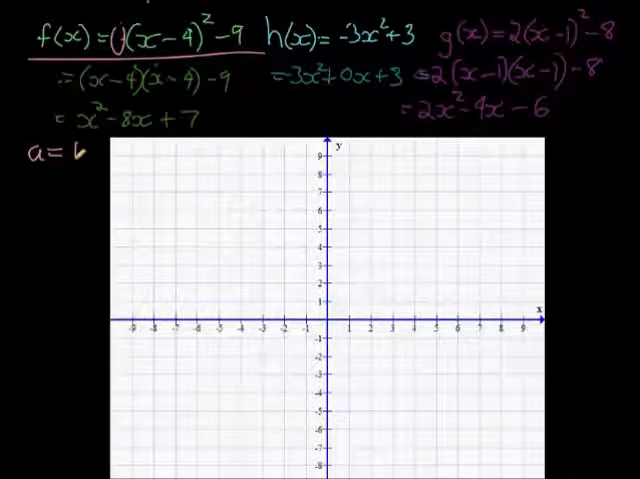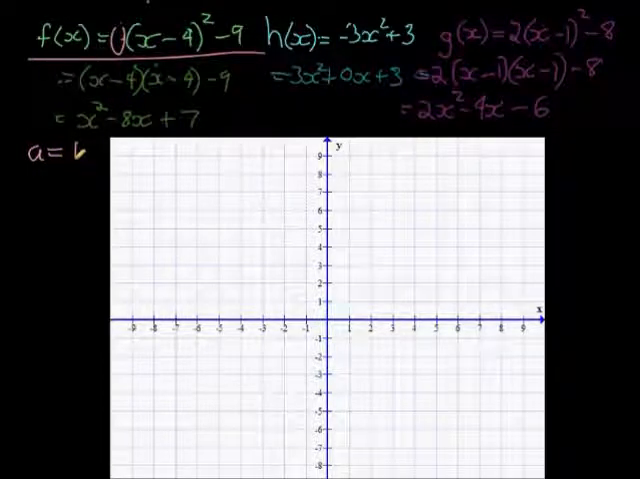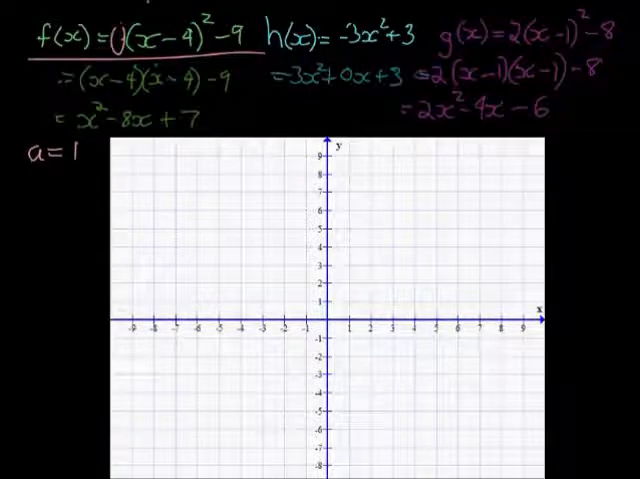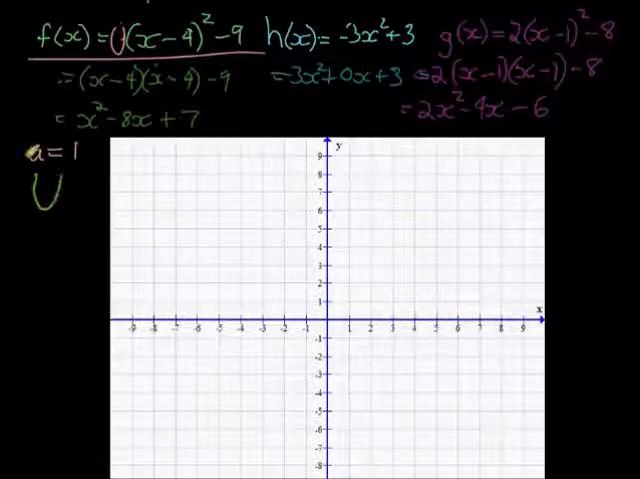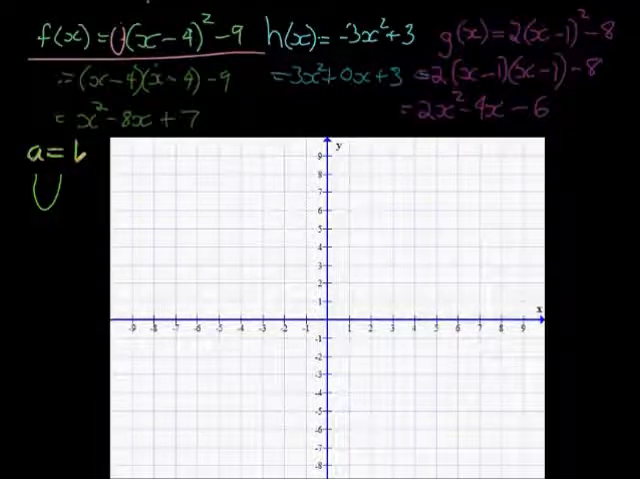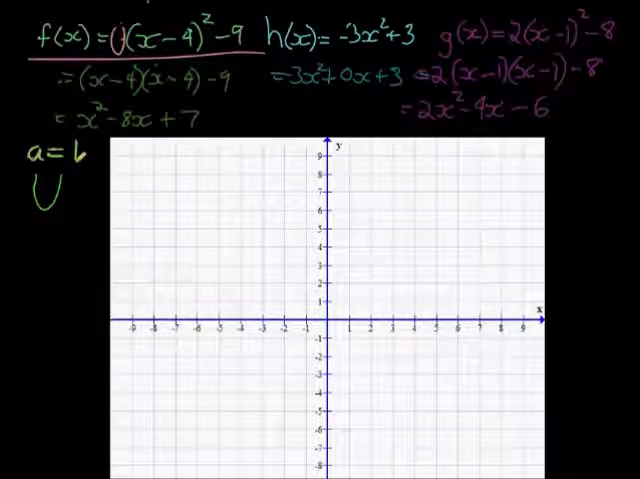It is a positive number, so the shape of the first graph, and let me keep it in green as far as possible to not confuse you, the shape will therefore be a smiling shape, an upward shape. Okay, so the first thing we do is the shape, the next thing we do is the position.